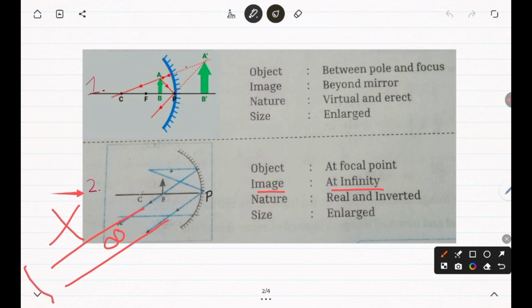And the size will be enlarged. It will be very big compared to the object size. I hope it's clear. So let's go for the third one.